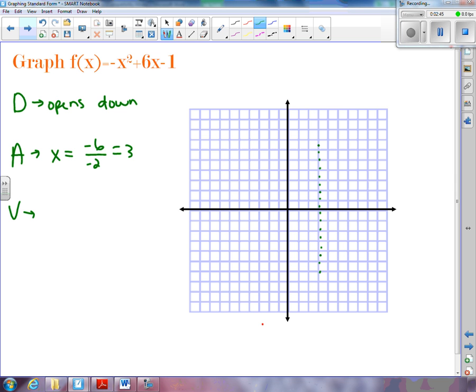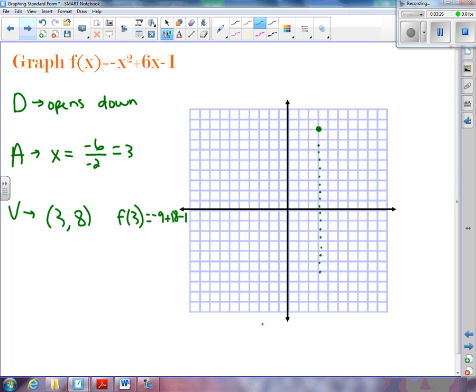So now the next thing is V. V stands for the vertex. So the x value of your vertex is always what you found for the axis of symmetry. So it's going to be 3, something. To find out what that something is, you have to plug 3 into the function. So if you find f of 3, that means just plug 3 in, you get negative 3 squared, which is negative 9, plus 6 times 3, which is 18, minus 1. So negative 9 plus 18 is 9, minus 1 is 8. So I have the point (3, 8). That's my vertex. So 3, 1, 2, 3, 4, 5, 6, 7, 8.